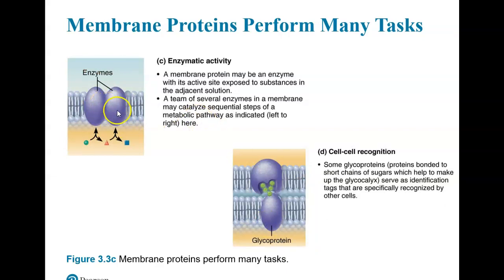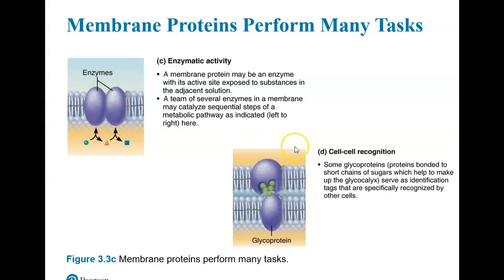Other proteins that are found within the cell membrane can act as enzymes. So these are proteins that are activated, and when they are activated, it changes the protein's shape, and that can lead to different things. So it can either allow for things to enter or exit the cell as well.